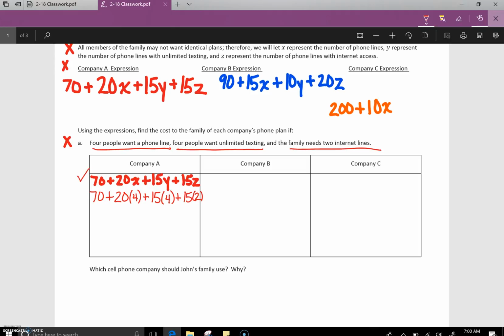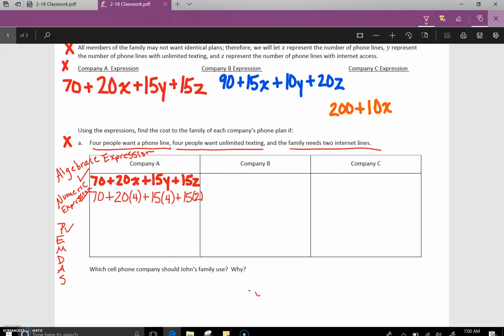So here we had what's called an algebraic expression. It's an expression with variables in it. And once we plug in numbers, we have what's called a numeric expression. And that's an expression that just has numbers and it's solvable. So now we use order of operations to solve out and get the cost for this phone plan.